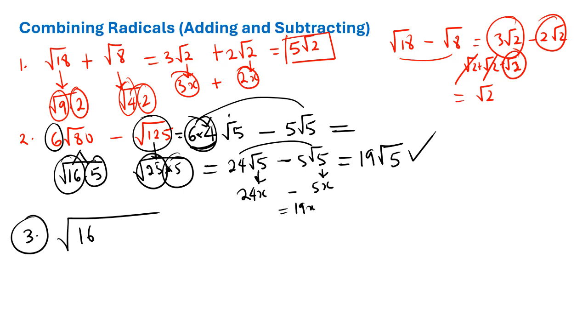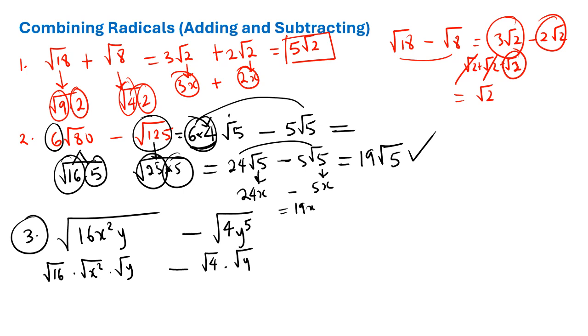So we have the square root of 16x squared times y minus the square root of 4y to the 5th power. All right, so to do this problem, I'm going to decompose all the radicands into 16, x squared, and y, and then take the square root of each piece. Square root of x squared and square root of y. So minus, I'm going to do square root of 4, then square root of y to the 5th power.